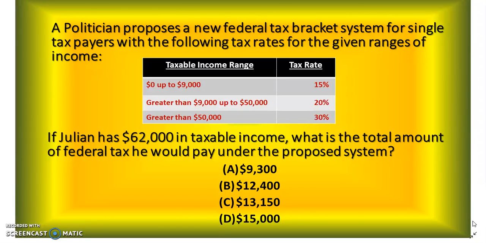The link to this question has been given in the description of the video. The question is, a politician proposes a new federal tax bracket system for single taxpayers with the following tax rates for the given ranges of income. Here you have a table where you have been given the taxable income range with the corresponding tax rate. If Julian has $62,000 in taxable income, what is the total amount of federal tax he would pay under the proposed system? 4 answer choices are given here.